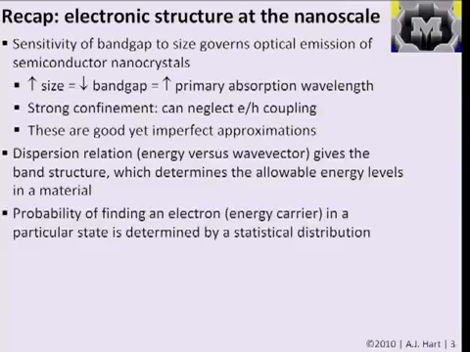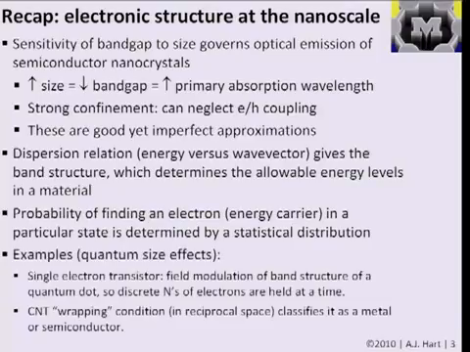And then while the dispersion relation tells us the allowable energies, we can also consider that the probability of finding an energy carrier or an electron in a particular state and a particular energy is determined by a statistical distribution. So all these things come together to build a more comprehensive understanding of what governs the structure of materials and how they behave electronically.